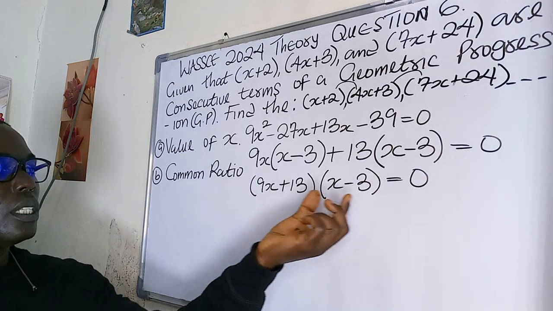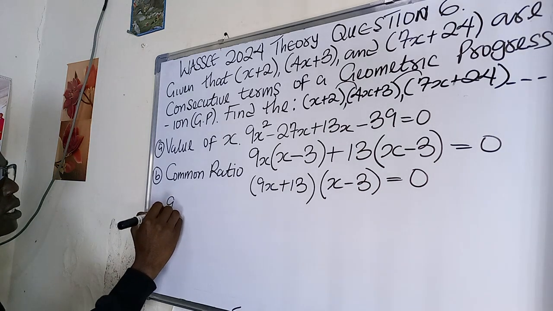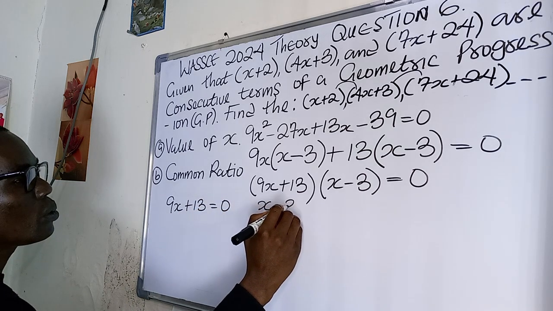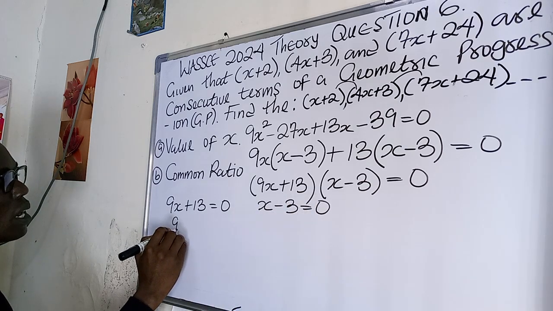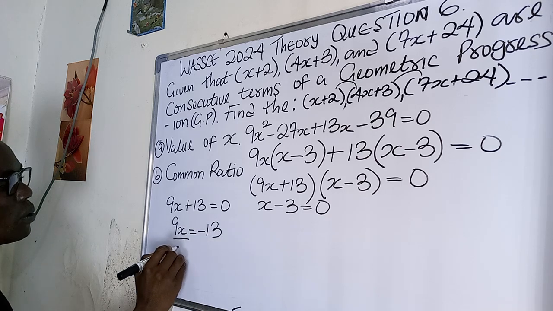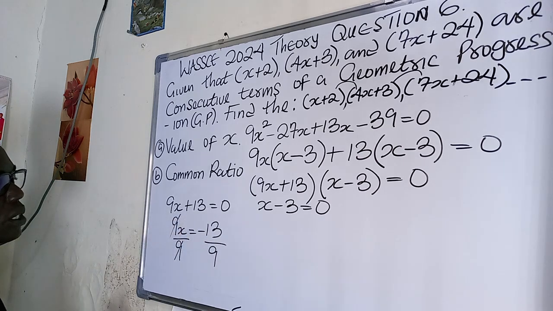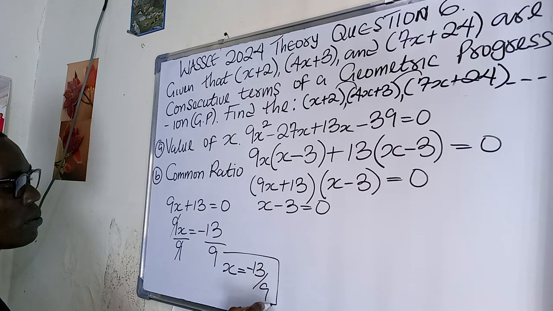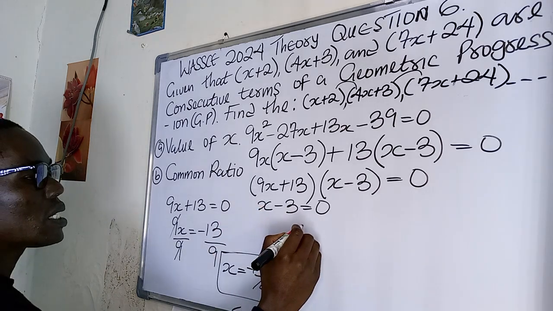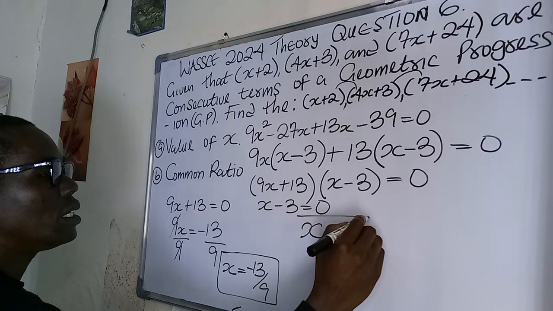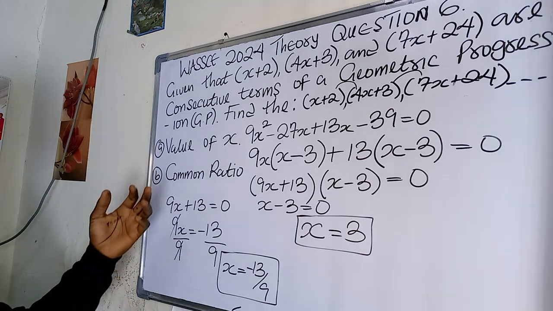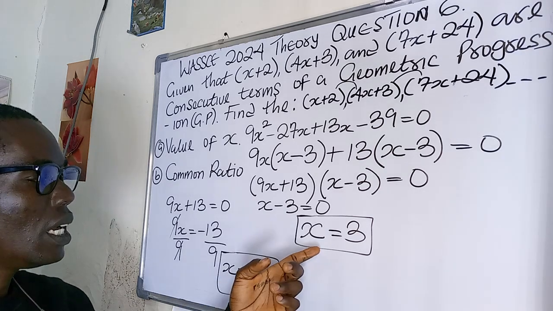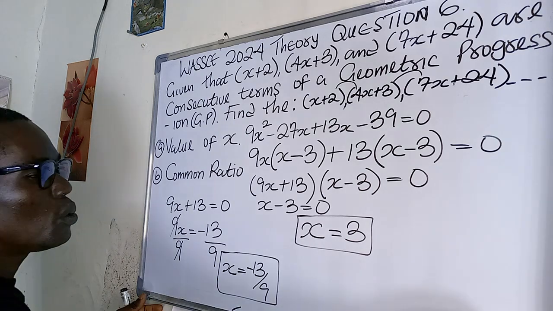That zero product law means we can equate this to 0 and equate this to 0. So we'll have our 9x plus 13 to be equal to 0. We'll also have our x minus 3 to be equal to 0. If we simplify this, we'll have 9x equal to negative 13. Divide both sides by 9, 9 will cancel 9, and then our x will be equal to negative 13 divided by 9, and that is the first value of x. Now if you simplify this other side, we'll have x equal to 3, and that is the second value of x. So you see, we've gotten the values of x, which is x equal to negative 13 divided by 9 and x equal to 3. Those are the two values we need, and we have gotten them.